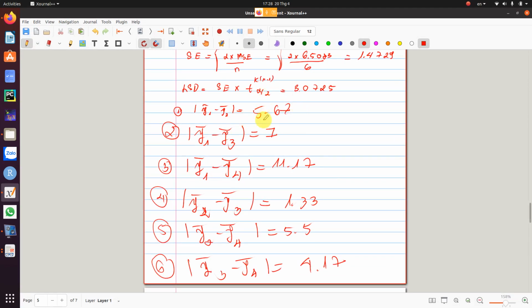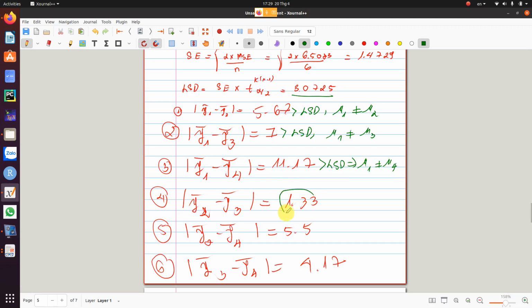Now to make the conclusion based on LSD. Number 1, the difference is 5.67, which is greater than LSD. So we reject H0 directly, and we confirm that H1 is true. It means mu1 is different to mu2. 7 is greater than LSD, so we confirm that mu1 is different to mu3. Very convenient. Greater than LSD, so we confirm that mu1 is different to mu4.